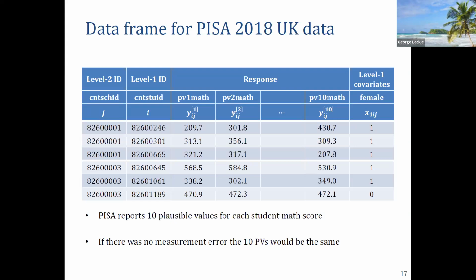And then we have our response, you might say dependent variable or outcome; these are synonyms. We've got 10 of them. Here are the 10 plausible values: PV1, PV2, through to PV10 for maths. I use Y for my dependent variable, subscript ij for student i and school j. The superscript 1, 2, through 10 indexes the plausible values. That's the notation we're going to use.